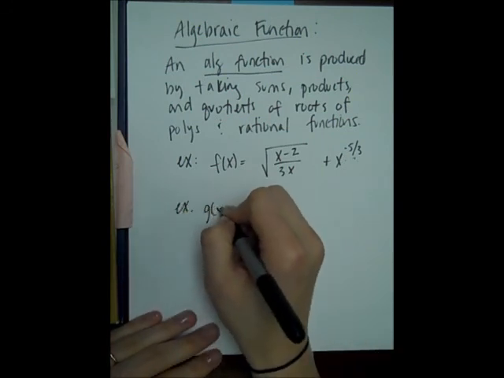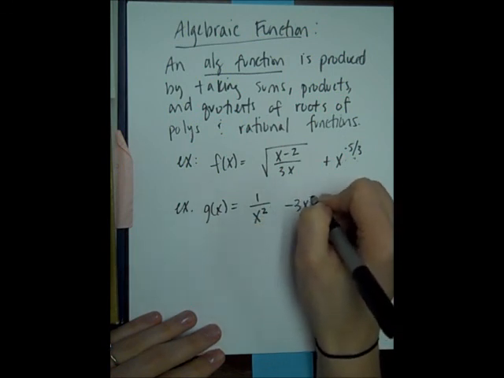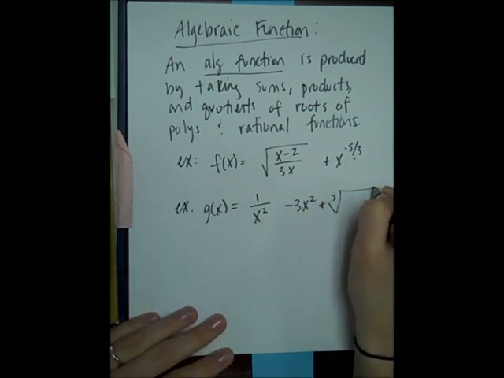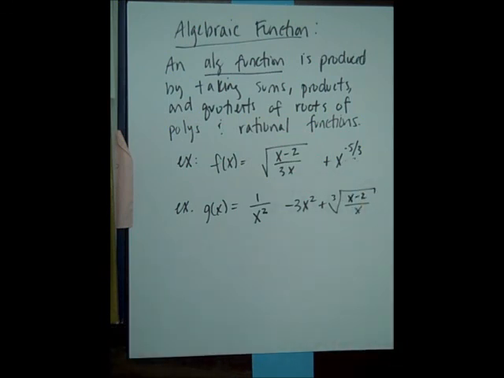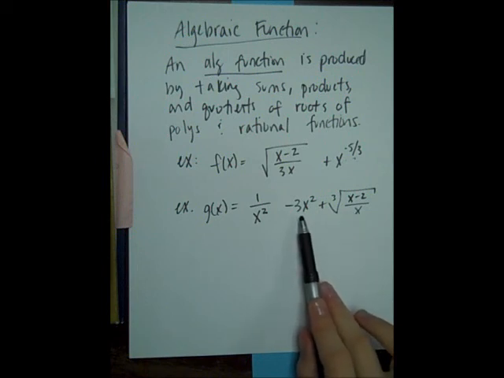Different example, maybe let's let g of x be 1 over x squared minus 3x squared plus the cube root of (x minus 2) over x. Now why is this an algebraic function? Well, this one's definitely the root of a rational function. Remember, rational was polynomial over polynomial, so this is a third root, definitely a root of a rational function. Here I have a polynomial, so that one's fine.